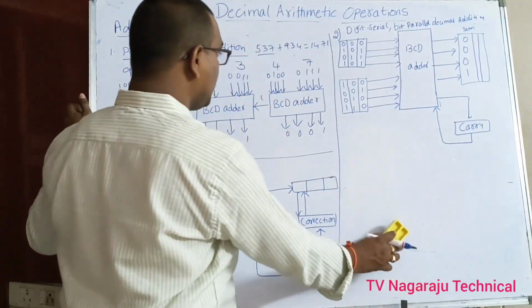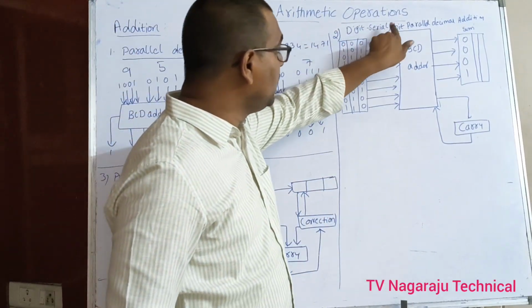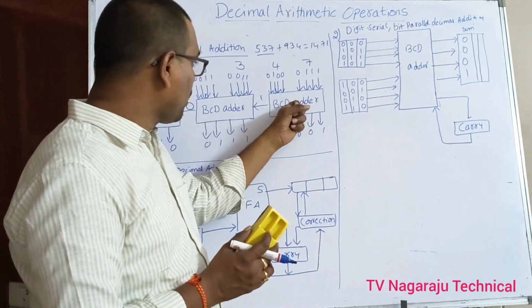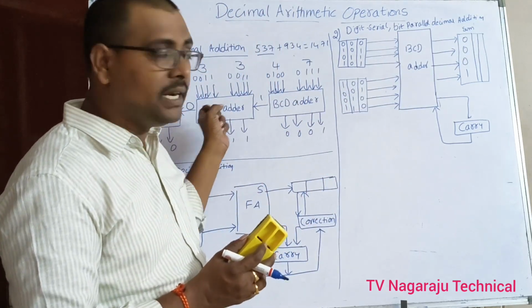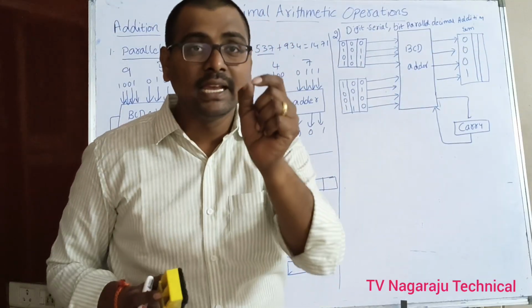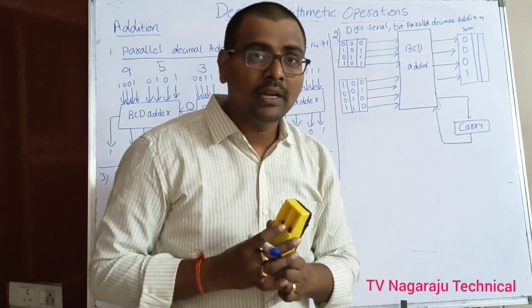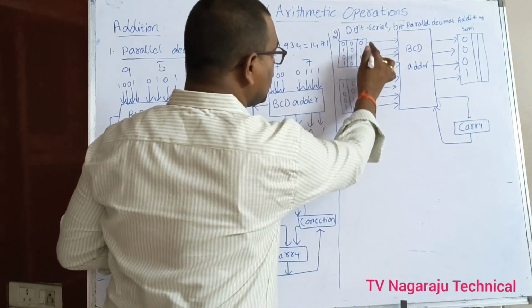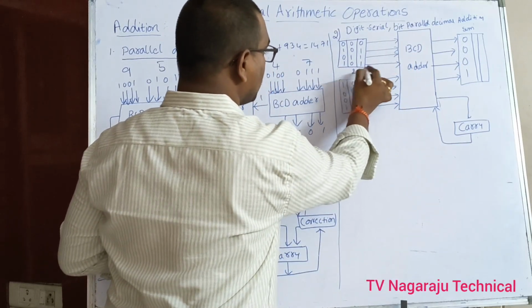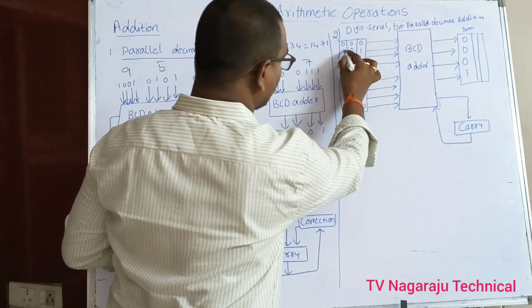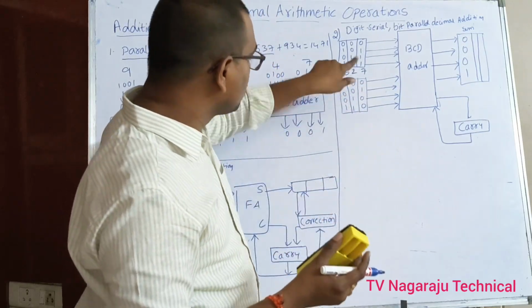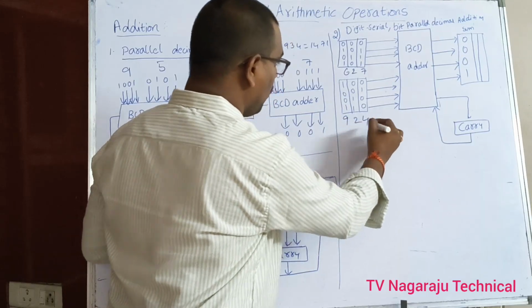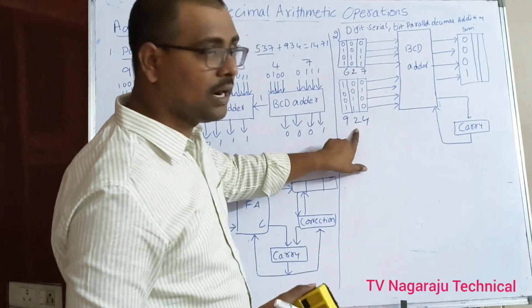Now, the second one, digit serial bit parallel addition. To overcome the problem, instead of multiple BCD adders, I am using a single BCD adder. Here, what is happening? Each digit, suppose this one is 7, this is 2, for example this is 6. Take any number, so 627. Suppose this is 9, 2 and 4. Whatever the values are given, according to that.